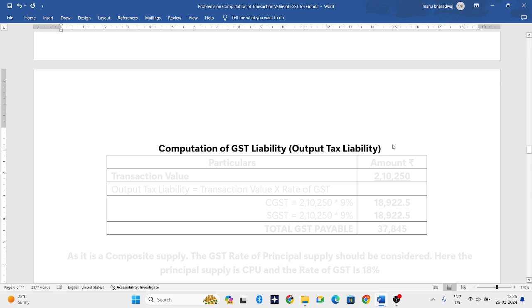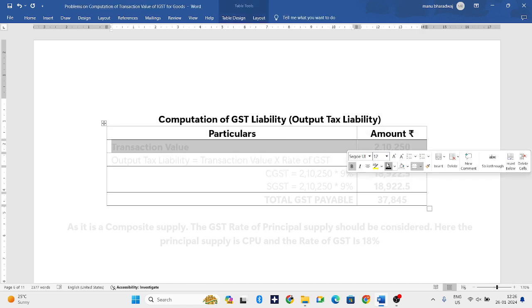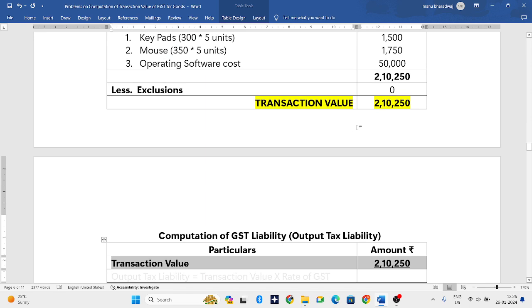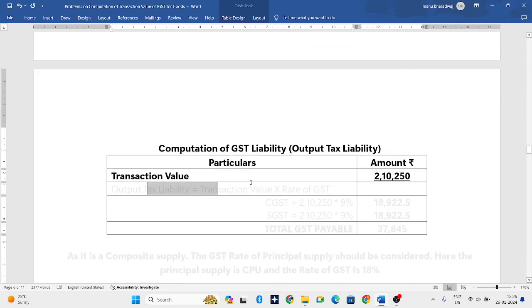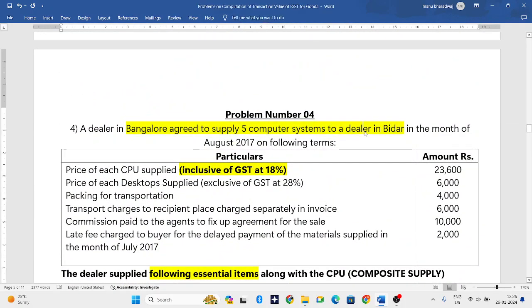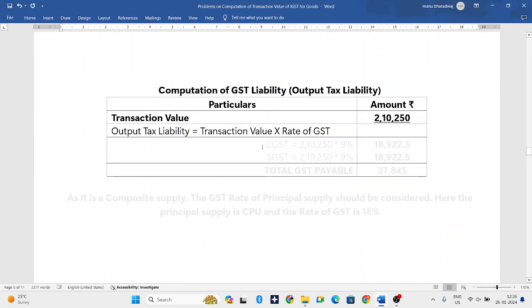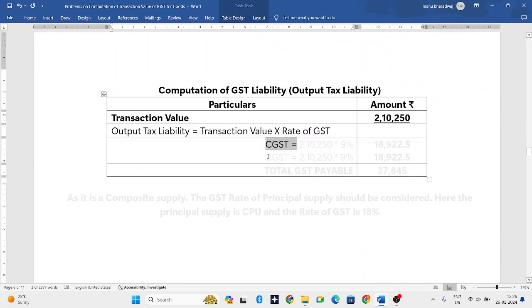Now next we have to find out the GST liability, that is the output tax liability. We have two columns, particulars column and amount column. First, always write the transaction value, that is 2,10,250. Now the output tax liability has to be calculated. The formula is transaction value into rate of GST. If you observe the question, the sale is from Bangalore to Bidar. As it is an intrastate supply, we will levy CGST and SGST.